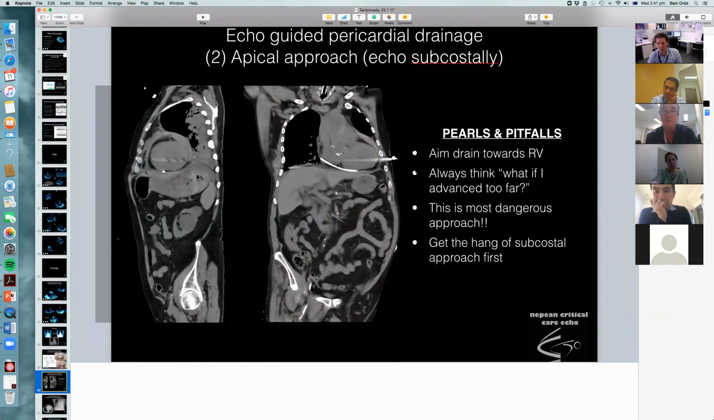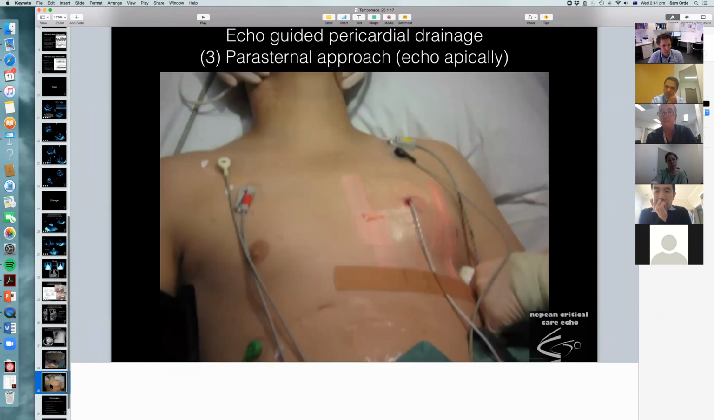So always think, what do you do if you advance too far? The apical approach is probably the most dangerous. And there's an example of a parasternal approach, again using echo. Again, try pointing it away from the heart. If there's an echo-free space, you want to go parallel with that echo-free space if you can.